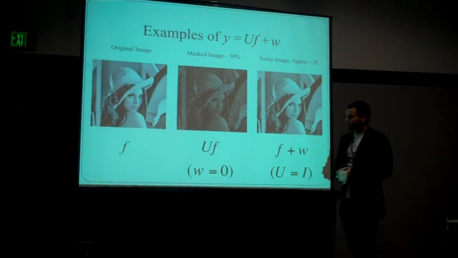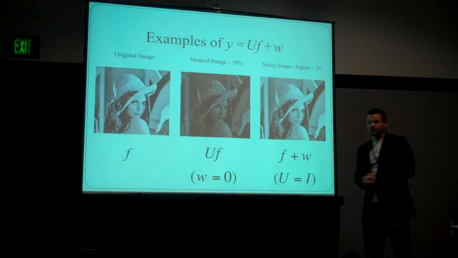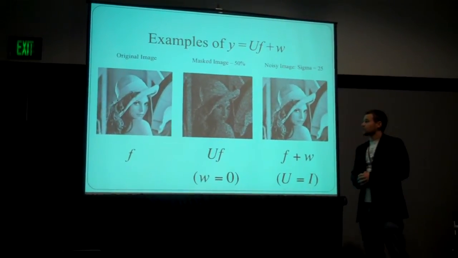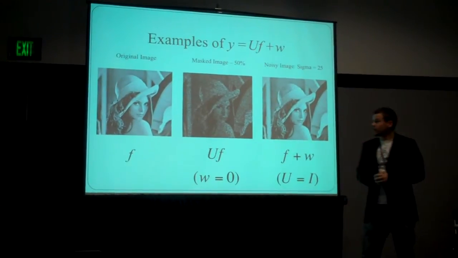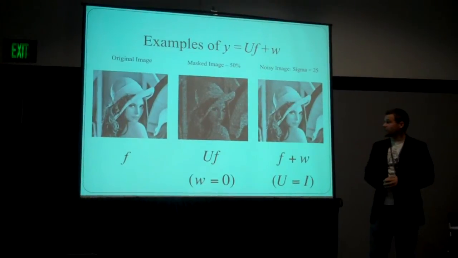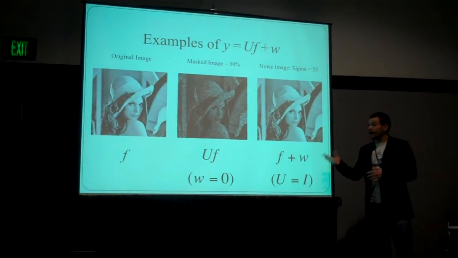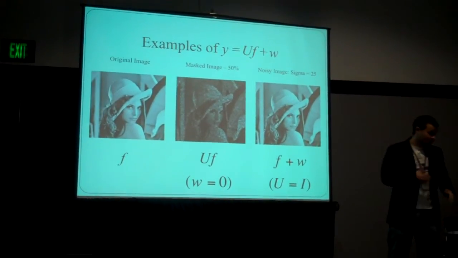So these are some examples of a degraded image. On your far left you have Lena, that's her name, she's one of the famous pictures in image processing. This is masked Lena, 50% of the pixels are just blacked out. We're missing all that information. And this is additive Gaussian noise with a variance of 25, but no masking.